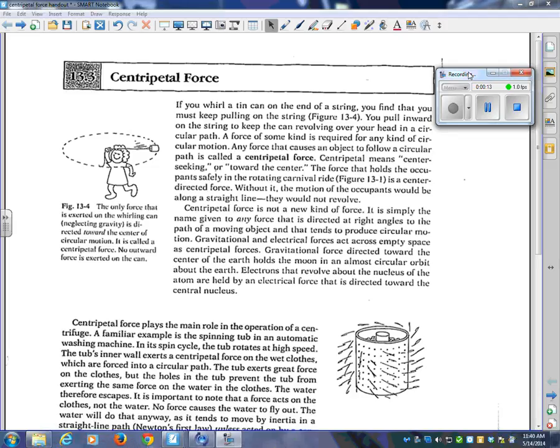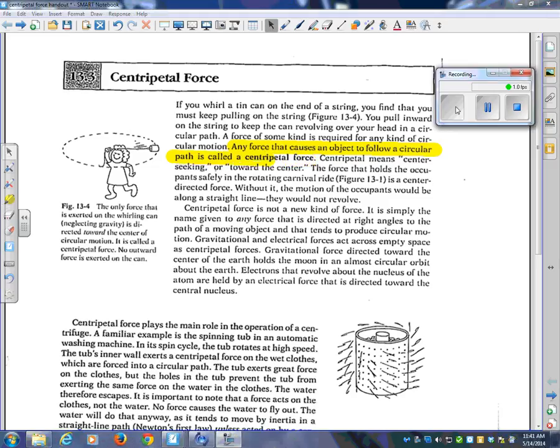13.3 Centripetal force. If you whirl a tin can on the end of a string, you find that you must keep pulling on the string. You pull inward on the string to keep the can revolving over your head in a circular path. A force of some kind is required for any kind of circular motion. Any force that causes an object to follow a circular path is called a centripetal force. You should highlight that. Any force that causes an object to follow a circular path is called a centripetal force.